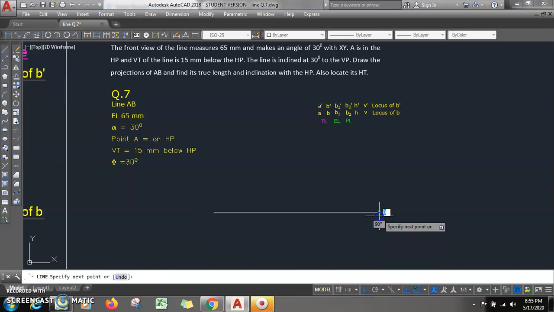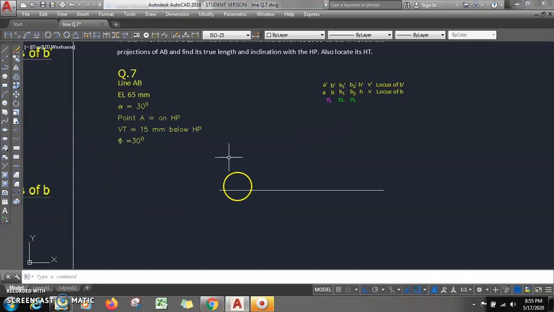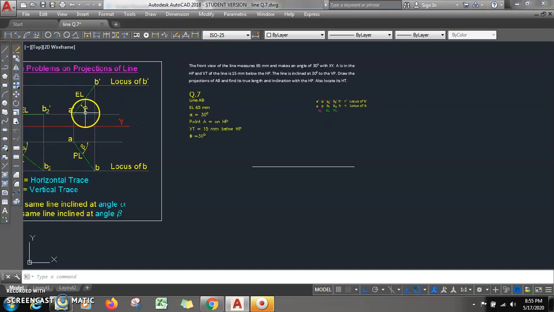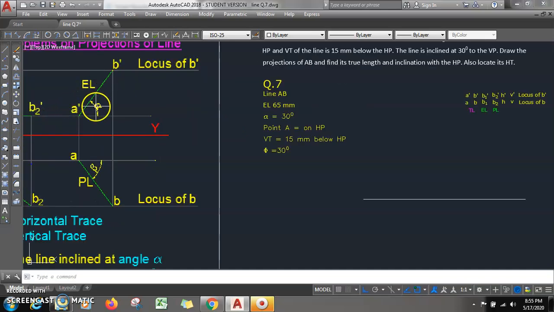Ortho mode should be on. So this is XY line. What they have given? Point A is on HP. Point A is on HP. Elevation length at alpha. We know elevation length is inclined at angle alpha. That will be A dash B dash. Very simple. So I will take one point here.